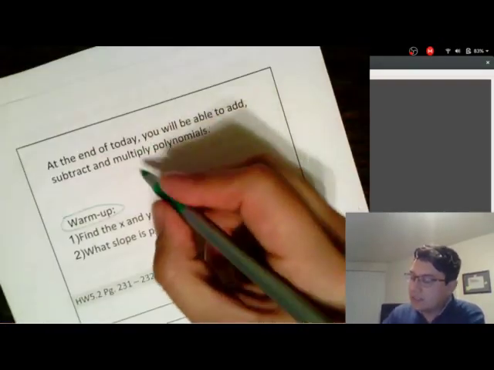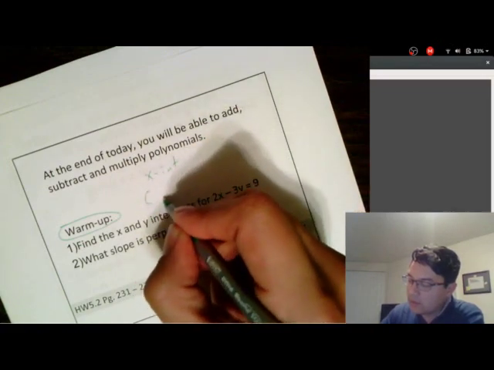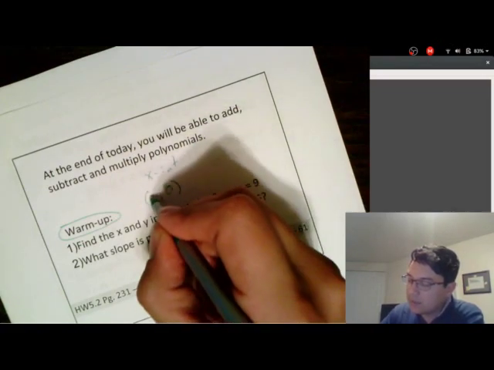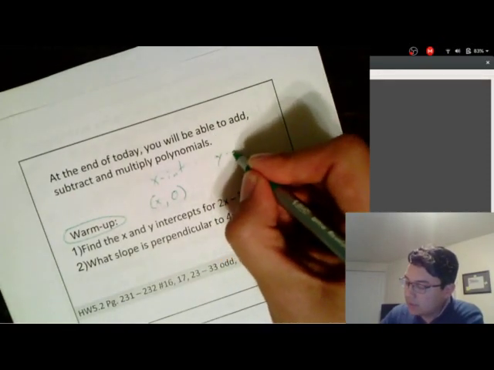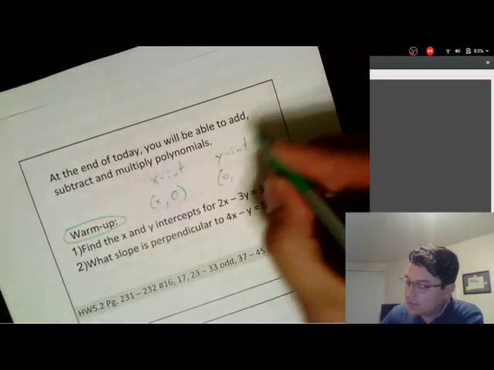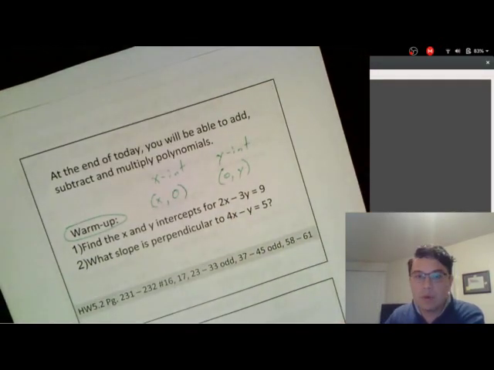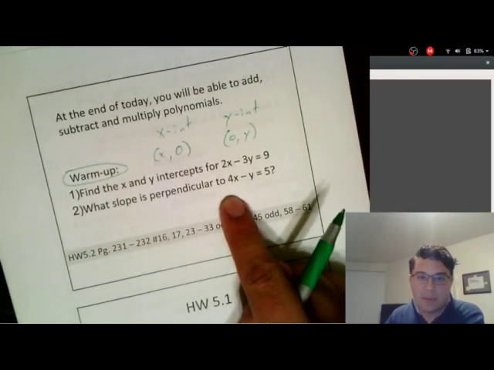Finding X and Y intercepts, just a reminder, the X intercept occurs when y is equal to 0, and you will find a mystery x value. And the y-intercept occurs when x is equal to 0, and you solve for some mystery y value. Okay. Next here we also have the slope of a perpendicular line.